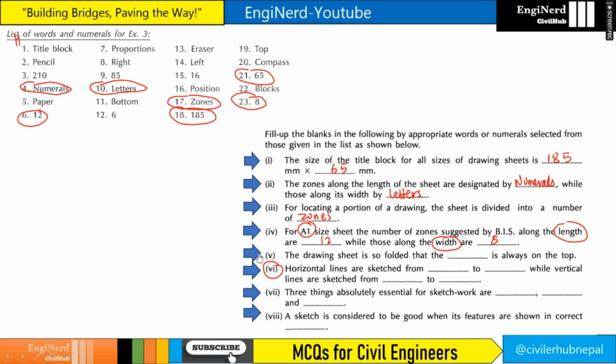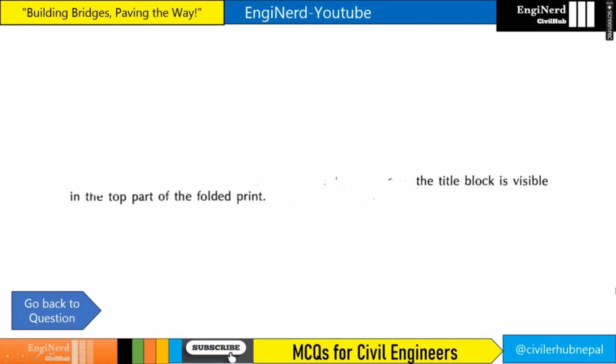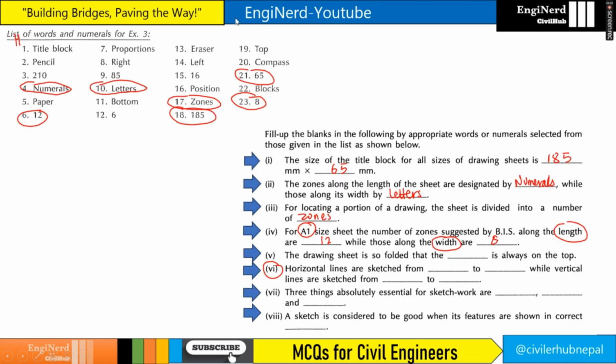top. Let's see. So the title block is visible in the top part of the folded print. Always the title block is visible in the top. So let's go back to the question. Let's find out is there any title block here. So the very first option is the list. In the very first list it's word, right? Title block, and we can write here title block.